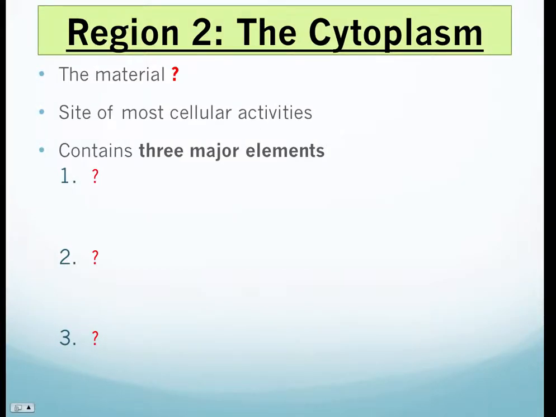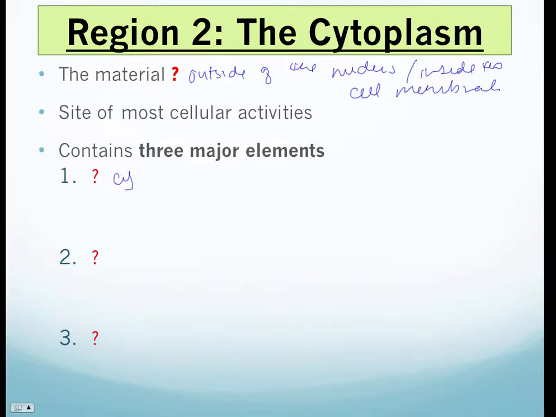Now the second region that we're going to look at is called the cytoplasm, and this is all the material once again outside of the nucleus, inside the cell membrane, containing three major elements. Earlier we mentioned cytosol and organelles, but in the event that it is a fat cell, we have another one called inclusions. So cytosol, we had organelles, and we have inclusions. Okay.